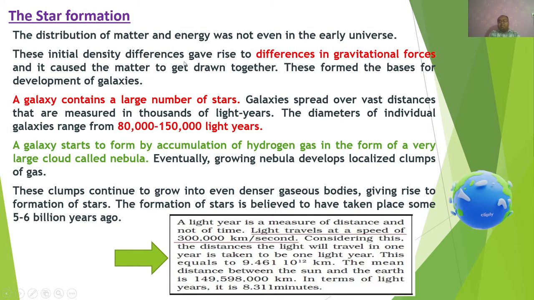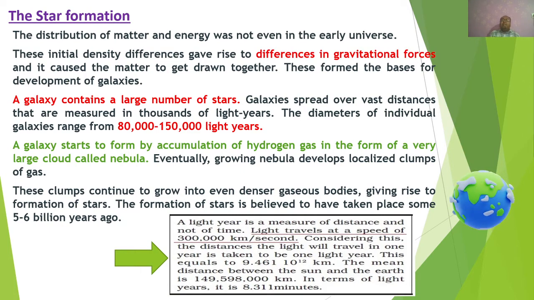The distribution of matter and energy was not even in the early universe. These initial density differences gave rise to differences in gravitational forces, and it caused the matter to get drawn together. These formed the basis for the development of galaxies. In that video, we saw all the big matter collapsing into each other and the Big Bang taking place. The entire space is full of dust particles. Again molecular divisions go on, larger atomic particles started developing, and again collapse takes place.